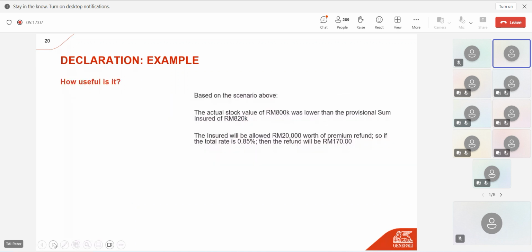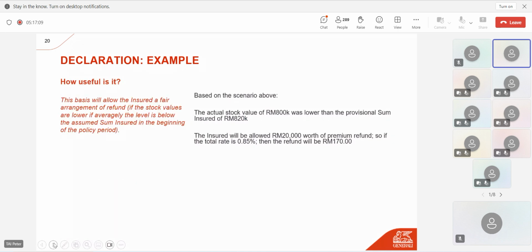All right. So based on the scenario above, the stock value is 800, the insured will be allowed 200 worth of refund. So for the total rate, let's say the rate is 0.85, then the refund will be 170 ringgit. Okay, how useful is this? This basis will allow the insured a fair arrangement of refund if the stock value is lower on average, the level is below the sum insured, from the beginning of the policy period.